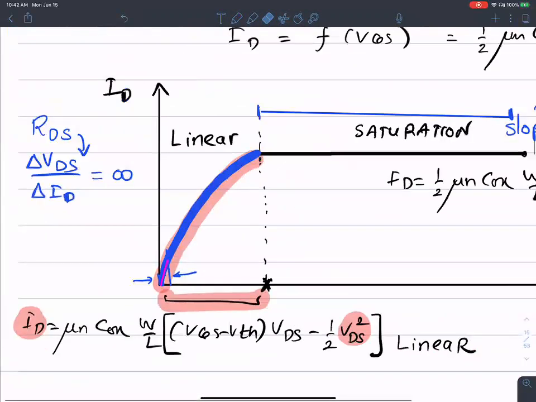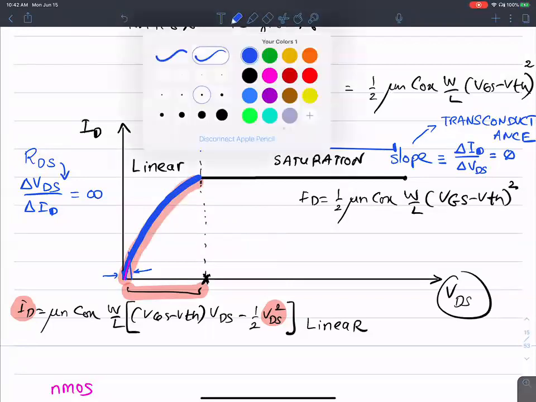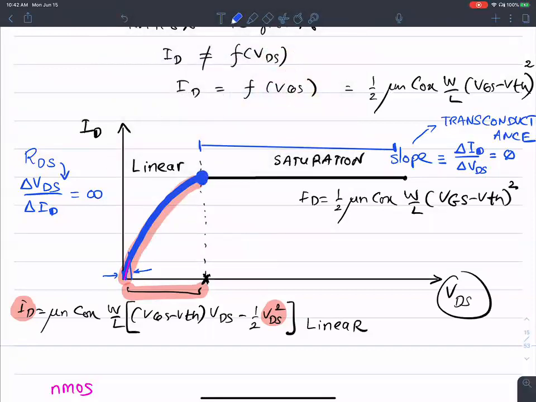Okay, if you look at the overall big picture, it's a parabolic response. It appears like a parabola. If you were to extend this beyond the saturation region, it appears like a parabola, okay? But that's not what actually happens. It saturates at this point, okay? Once it hits that point, it saturates there, and then continues to stay constant over there.